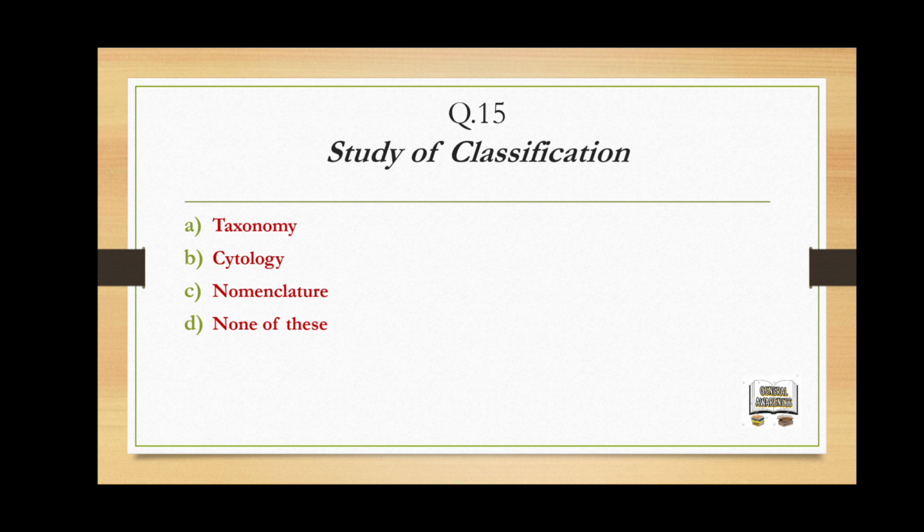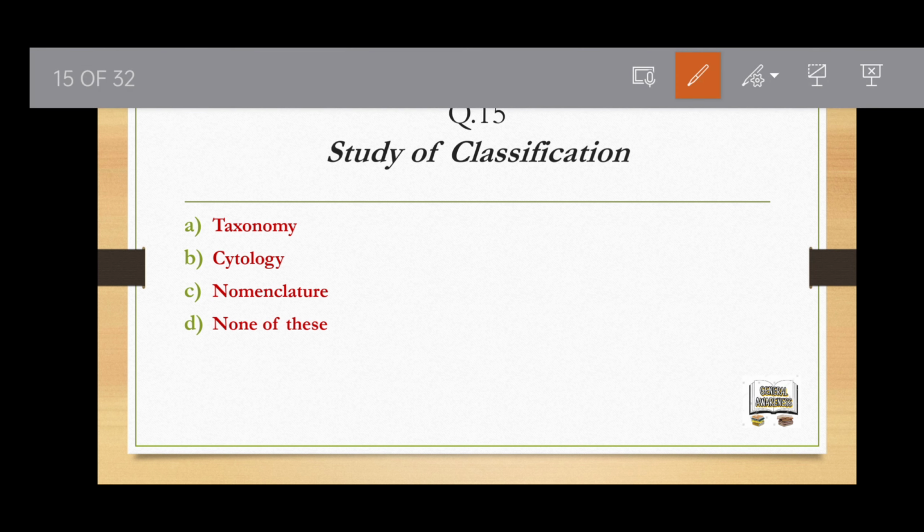Next question. Study of classification. Option A taxonomy, option B cytology, option C nomenclature, option D none of these. The correct answer is option A taxonomy.